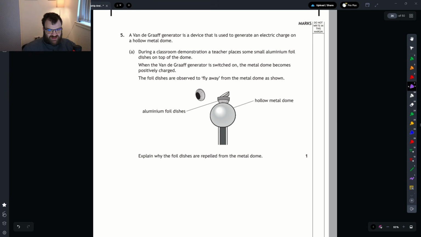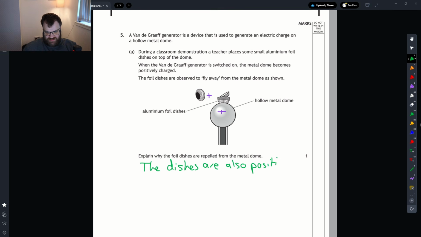And this question, we're asked about how the Van der Graaf generator is working. We have got a positive charge building up on the dome, and then we have the dishes flying off. Now, for them to repel each other, they would have to have the same charge. So the dishes are also positively charged, and like charges repel.